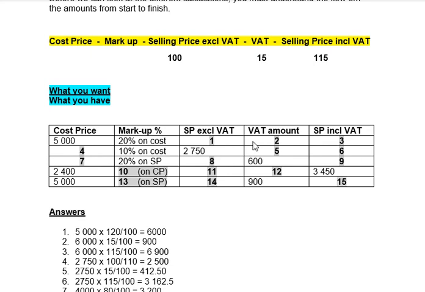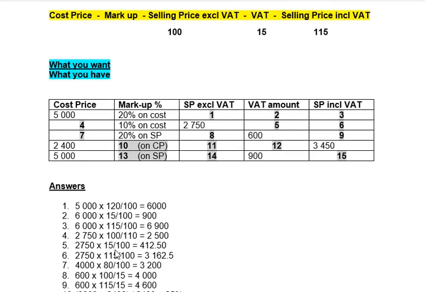For number 5 and number 6, we can simply use what you want over what you have, because we have one of these three. We have the 2,750, so we have the 100. We want for number 5 the 15. What we want over what we have, so 15 over 100. Take the 2,750 times by 15 over 100 and you'll find the VAT. Same for number 6. I have the 100. I want the 115 for number 6. So 2,750 times by 115 over 100. And you will get your inclusive amount for number 6.